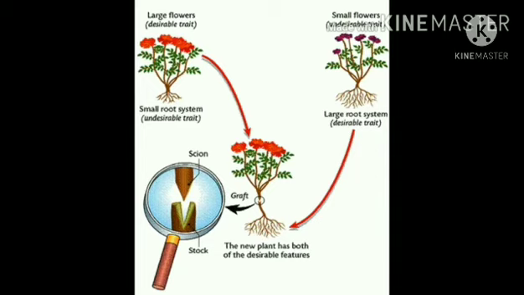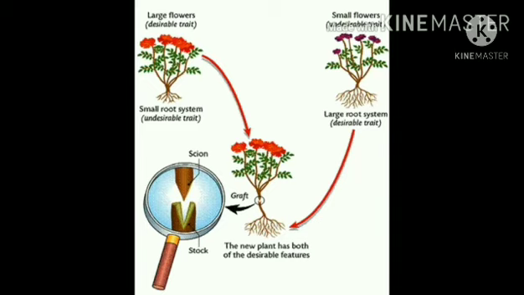Now let us observe the second plant, which has a large root system, which is a desirable character, but it has small flowers, which is an undesirable trait. So we want that the two desirable characters, that is large flowers and large root system, should come in one single plant. So for that purpose, there is a grafting process.